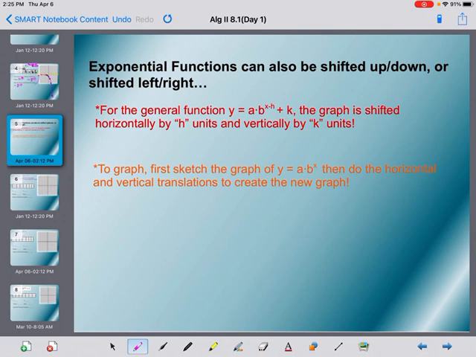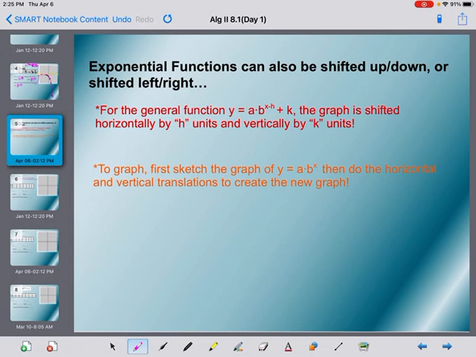Now, of course, exponential functions can also be shifted up and down, or they can be shifted left or right. So we're going to make these graphs just like we did last chapter, where we graph our parent function first, which would just be a to the x in our equation, and then we figure out what h and k are, and then we shift our points left, right, or up, down, depending on what our h values and our k values are.